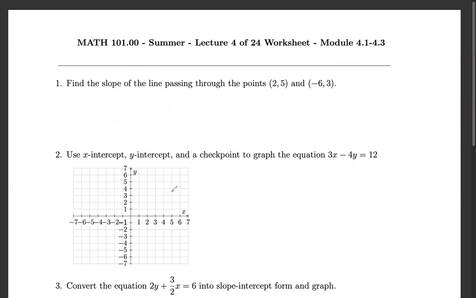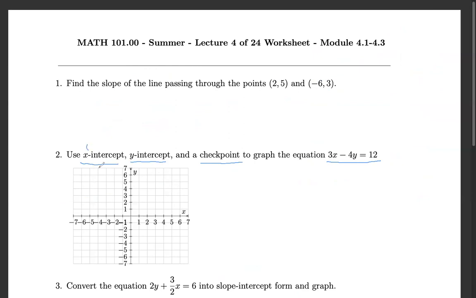Let's see the second one. Second one, we want to find the x-intercept, y-intercept, and a checkpoint to graph this equation. So for any equation, we can graph. Okay, we can calculate some points.